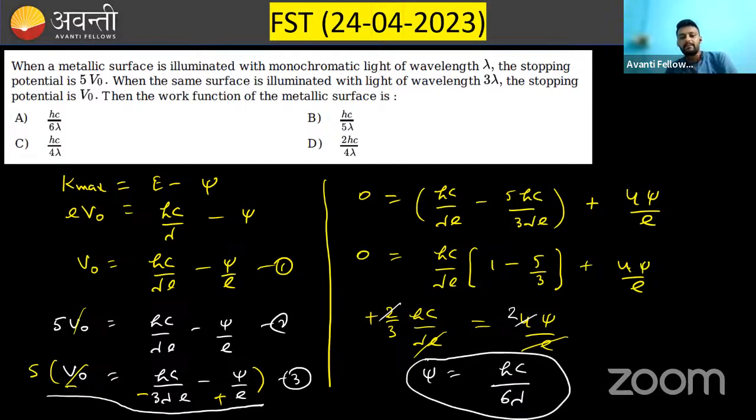hc by 6 lambda. Which is option number? Is there any option hc by 6 lambda? Option number A. Is it clear?